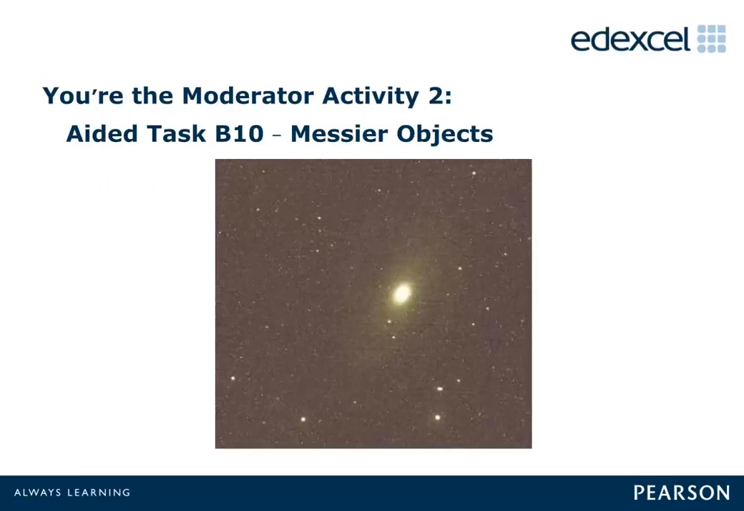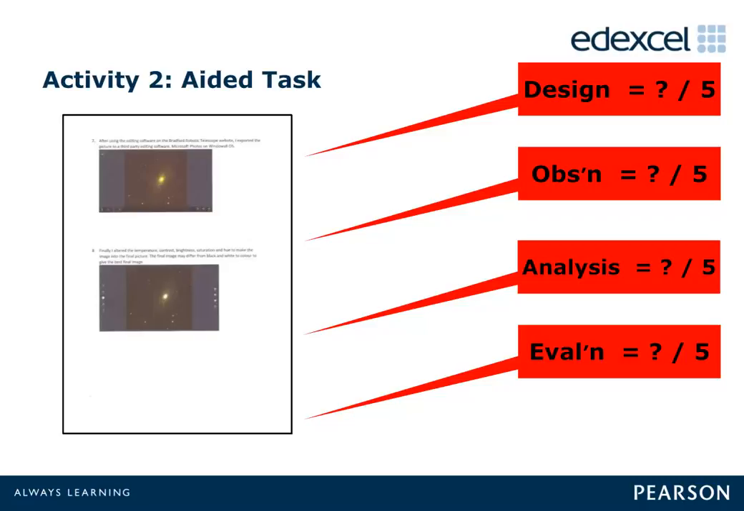Please look at the second piece of sample work, Aided Messier objects. In order to get a good understanding of how the assessment criteria apply to actual pieces of work, we would like you to give this piece of work a mark out of 5 for design, observation, analysis, and evaluation, using the assessment criteria provided.